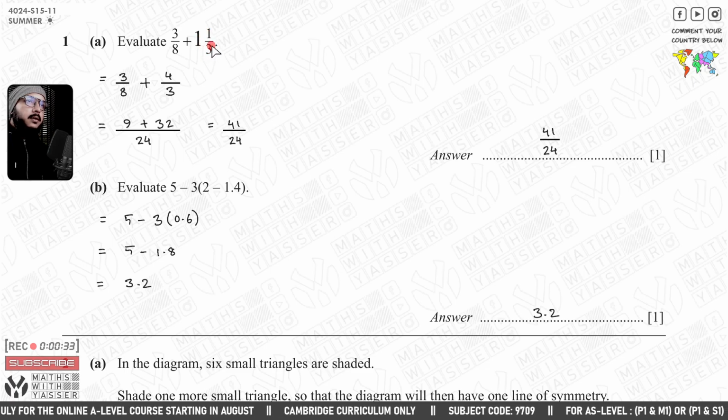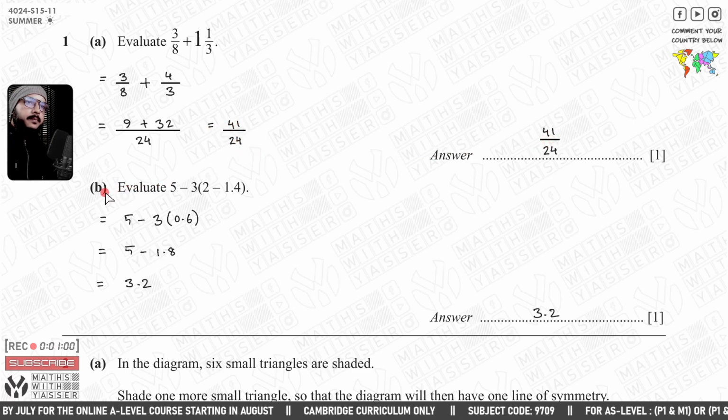So let's change this mixed fraction to improper fraction. So 3 ones are 3 plus 1, 4, so it will be 4 over 3. And the LCM of 8 and 3 is 24. Then 8 times 3 is 24, so 3 3s are 9, plus 3 times 8 is 24, 8 4s are 32. So 9 plus 32 is 41, so it will be 41 over 24.